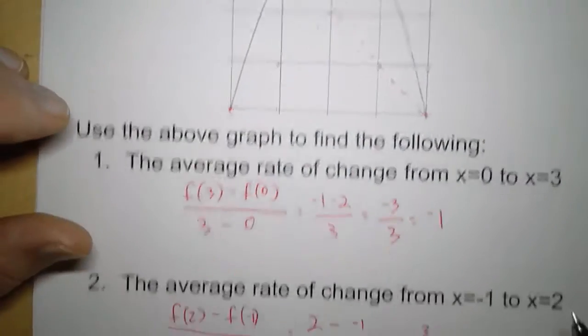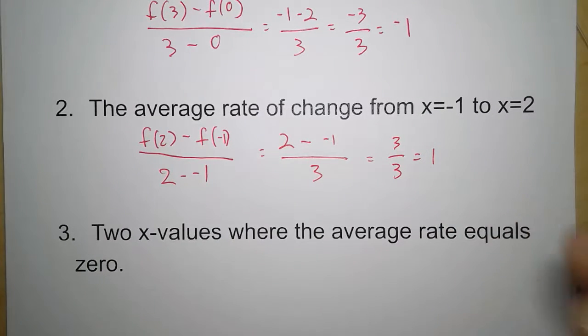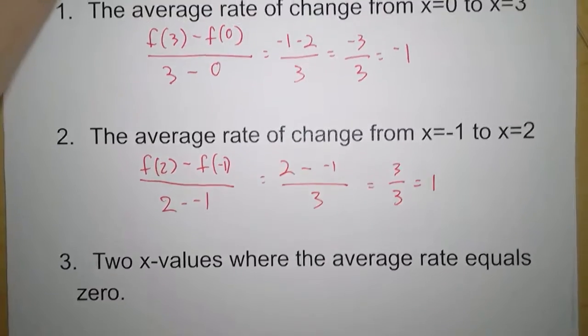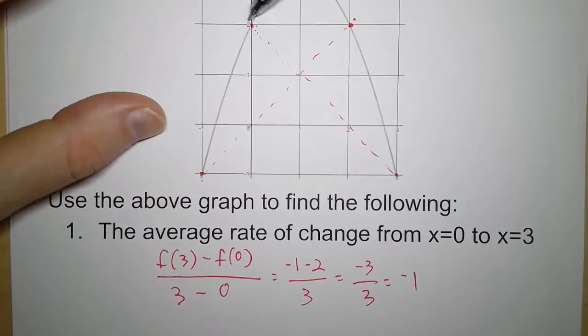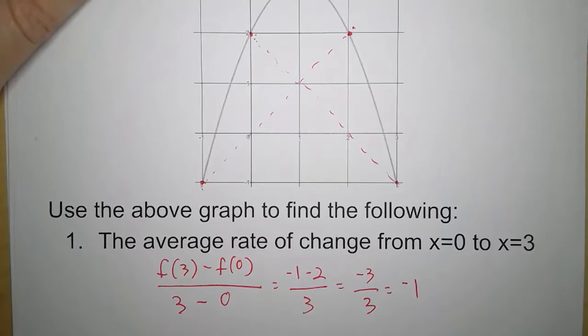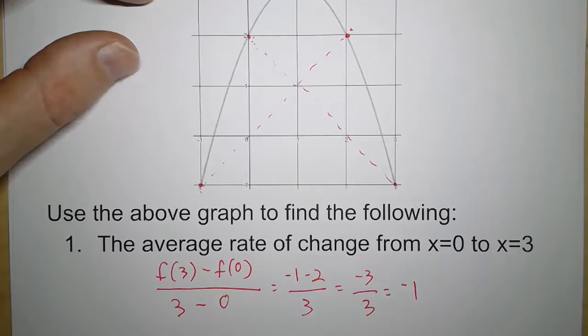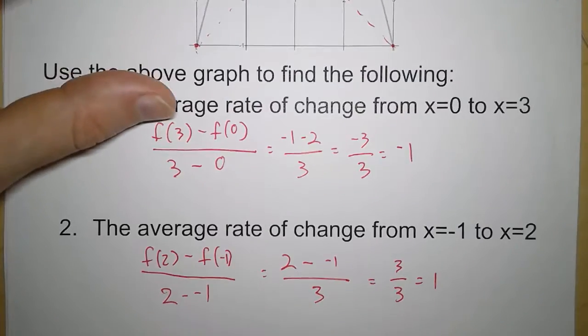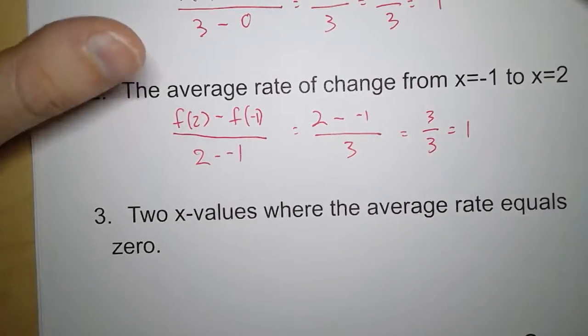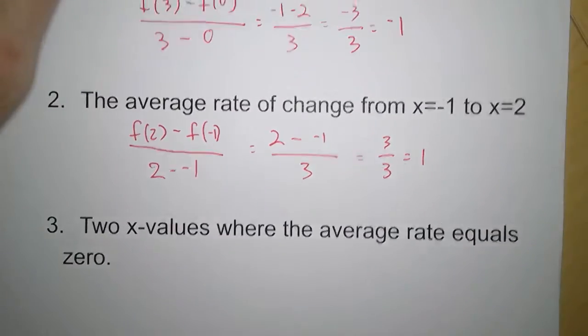All right, so for part 3, it asks we want two x values where the average rate, again slope, equals 0. Now with number 1, we had a negative slope, and looking at it, that means that line is falling as we read from left to right. For number 2, we had a positive slope, so as we read from left to right, it rises. So we want two x values where the average rate is 0. That means it doesn't rise or fall. That means it's perfectly horizontal.